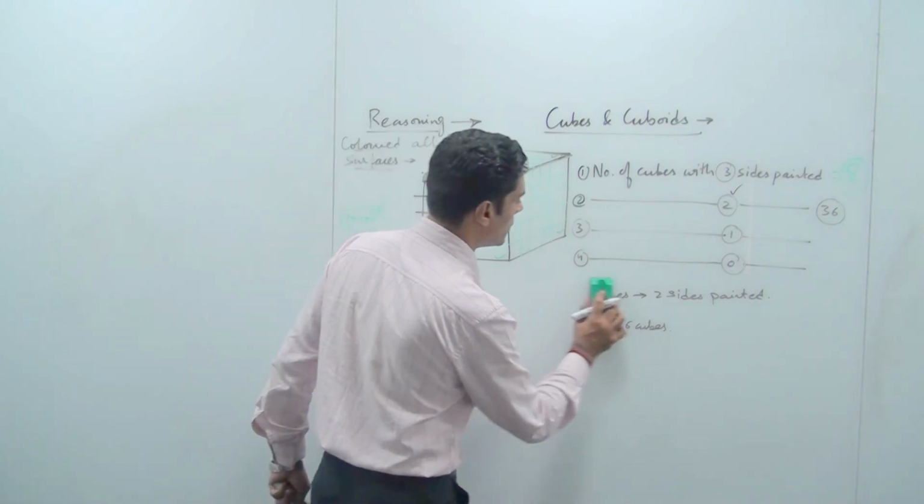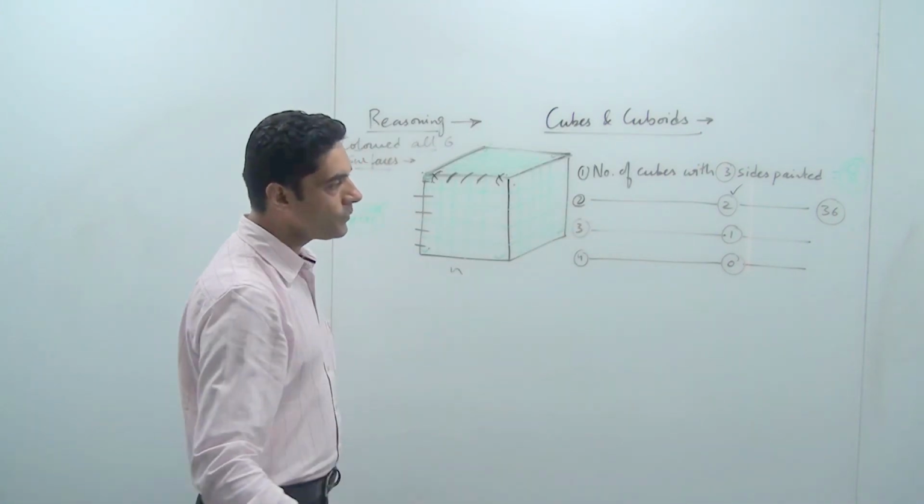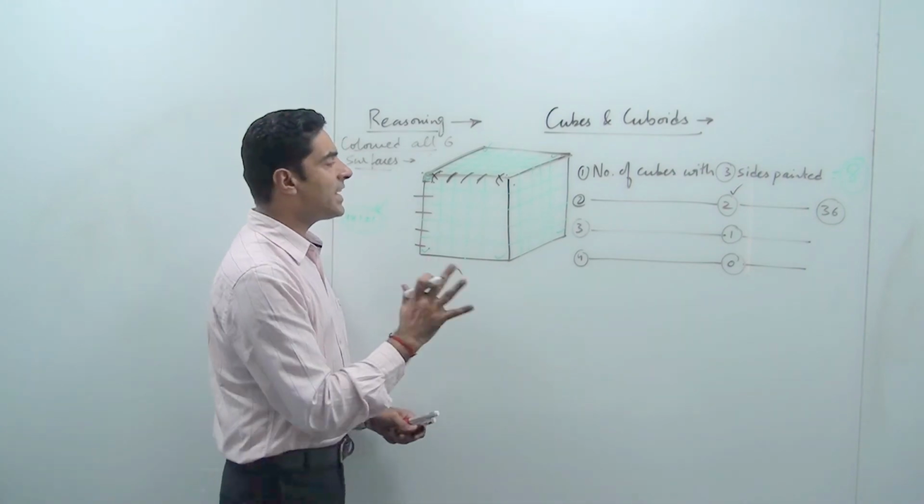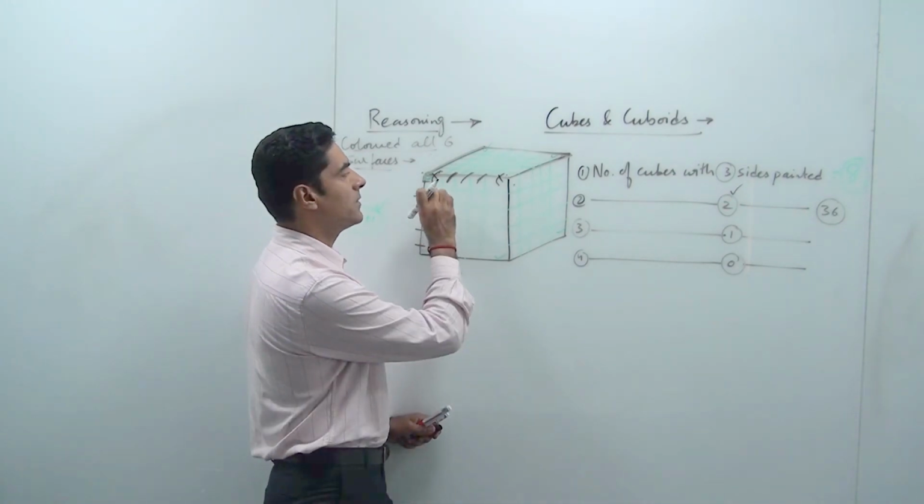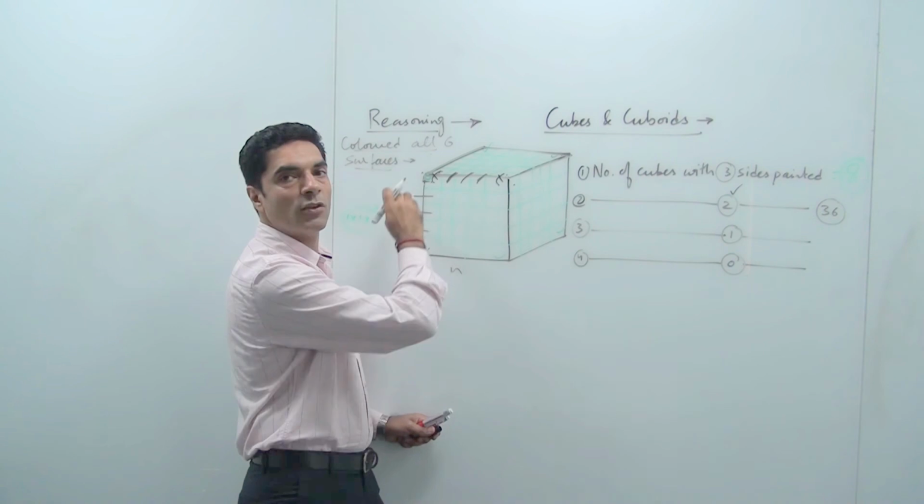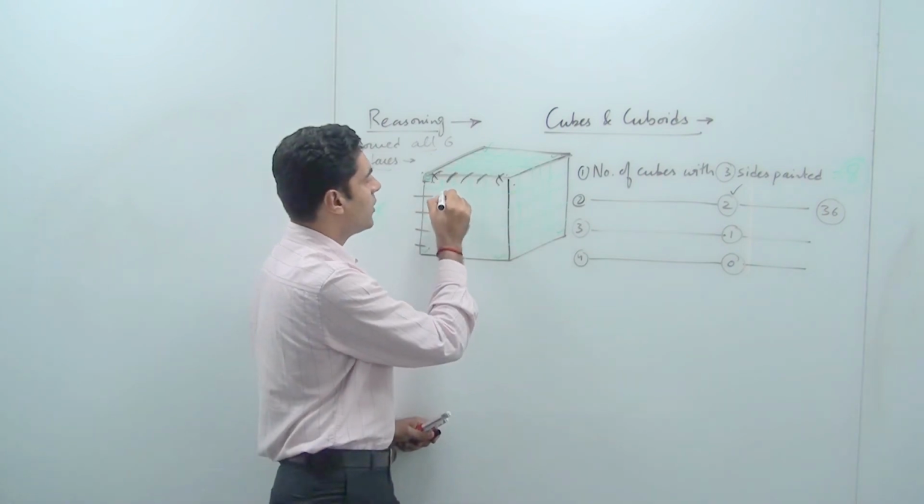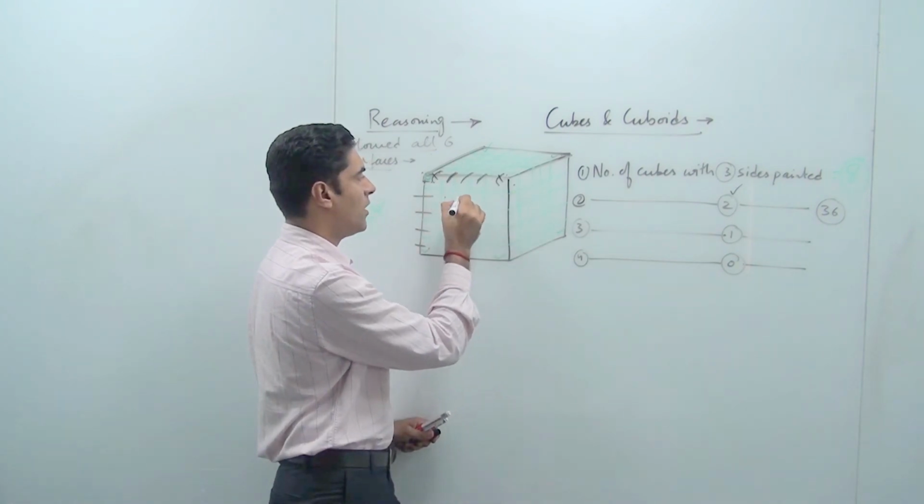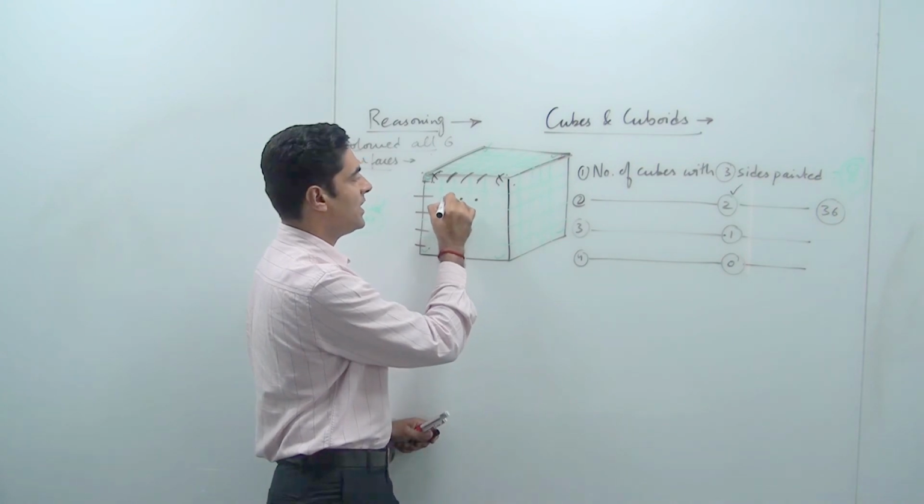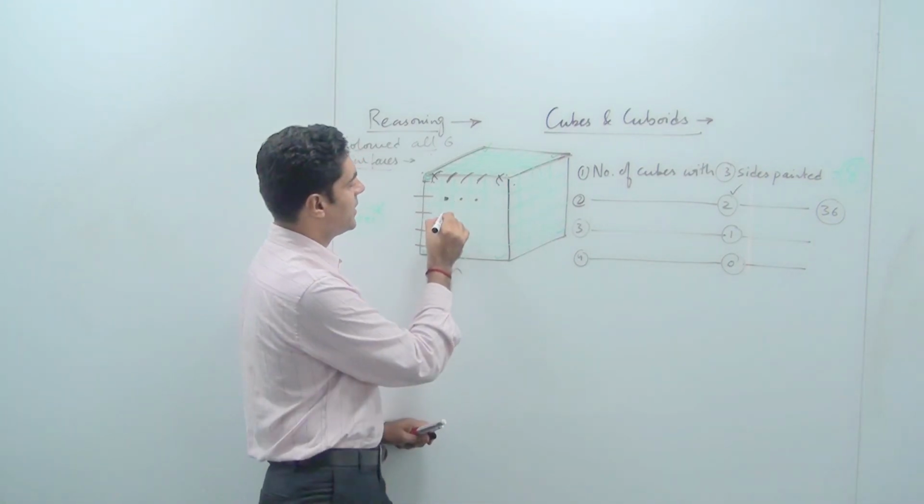Now if I talk about cubes with one side painted. One side painted are always going to be there on the surface, but leaving aside the cubes which are there on the edges. Let's say for example, on the surface if I talk about this one, or this one, or this one, these are cubes which are having one side painted. Similarly this.